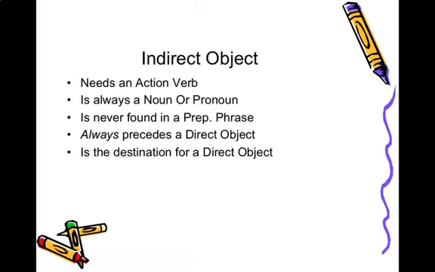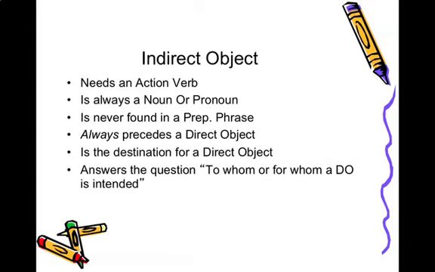A sentence can have a direct object and no indirect object. But a sentence cannot have an indirect object without a direct object. There needs to be a direct object, or DO, for an indirect object, or IO, to exist. I'll be using IO and DO in the exercises. Now answer the question, to whom or for whom is the direct object intended? I know that sounds kind of silly, but once again, I'm going to give you some practice. I'm going to make that abstract concrete. That's how I do.